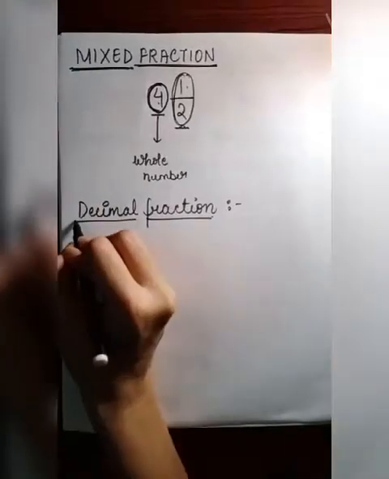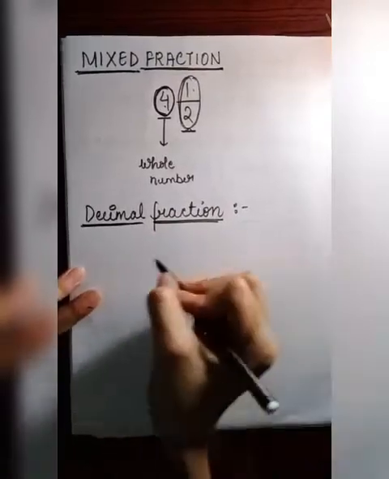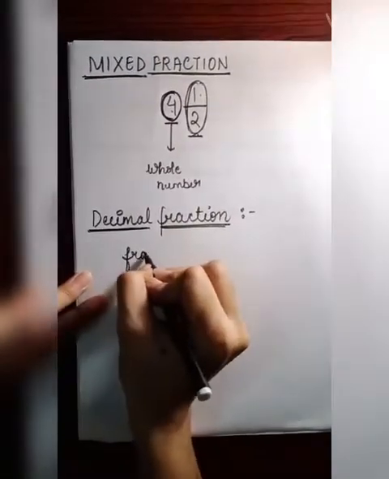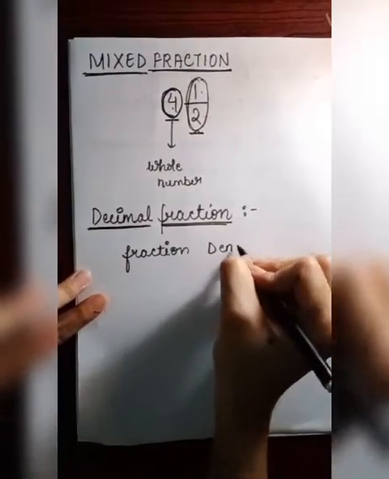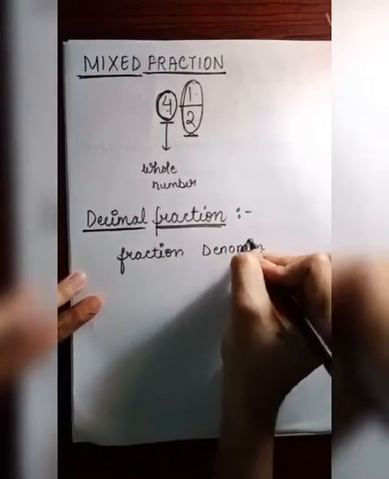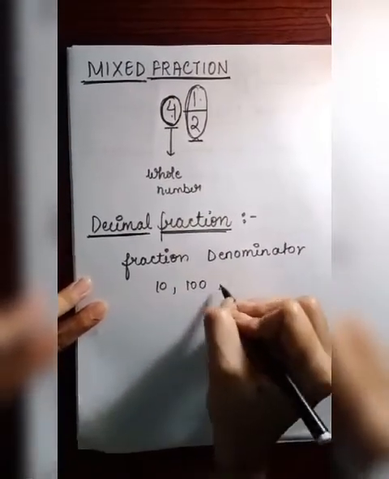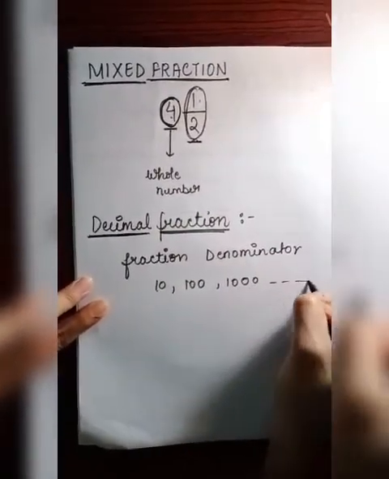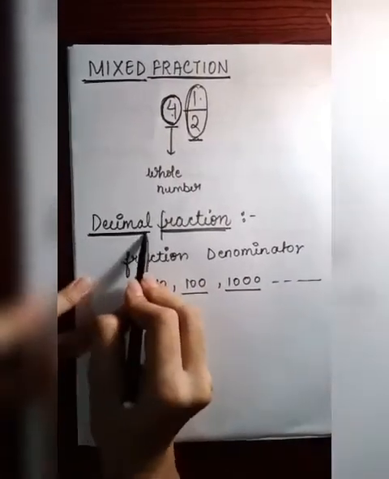Now we will quickly learn about one more type of fraction, that is decimal fraction. Fractions with denominators like 10, 100, 1000 and so on. The fractions with such denominators are known as decimal fractions.